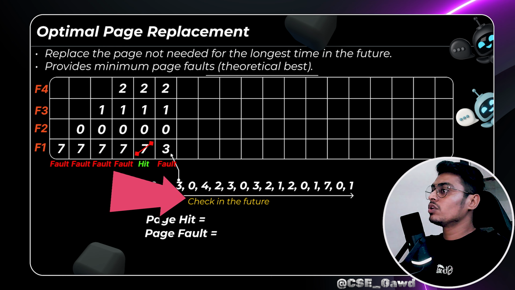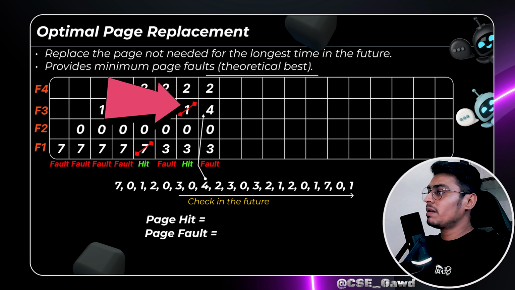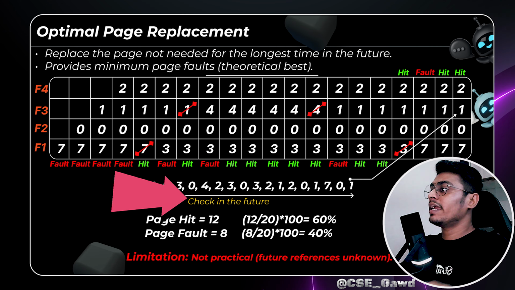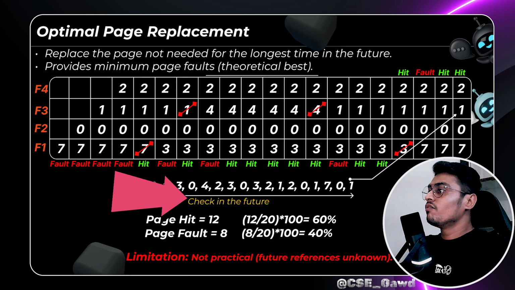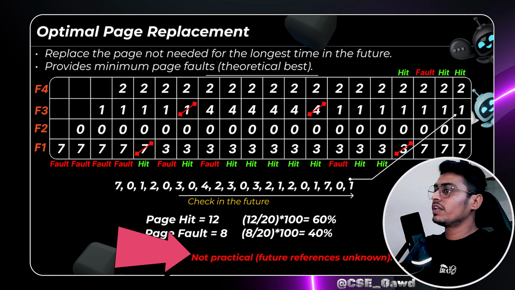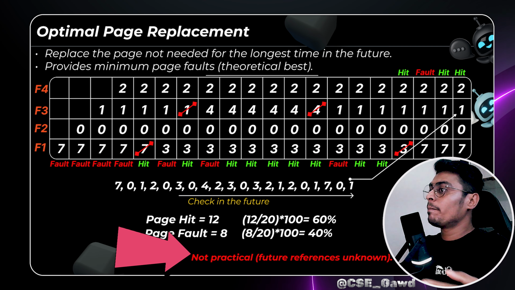The optimal algorithm continues this process for each page fault. Examine all pages currently in memory. Look in the reference string to see when each will be needed again and replace the one that will be needed farthest in the future or never needed again. While optimal replacement gives the minimum number of page faults theoretically, it's not practical for real systems because we cannot predict future page references. However, it serves as a benchmark for comparing other algorithms.